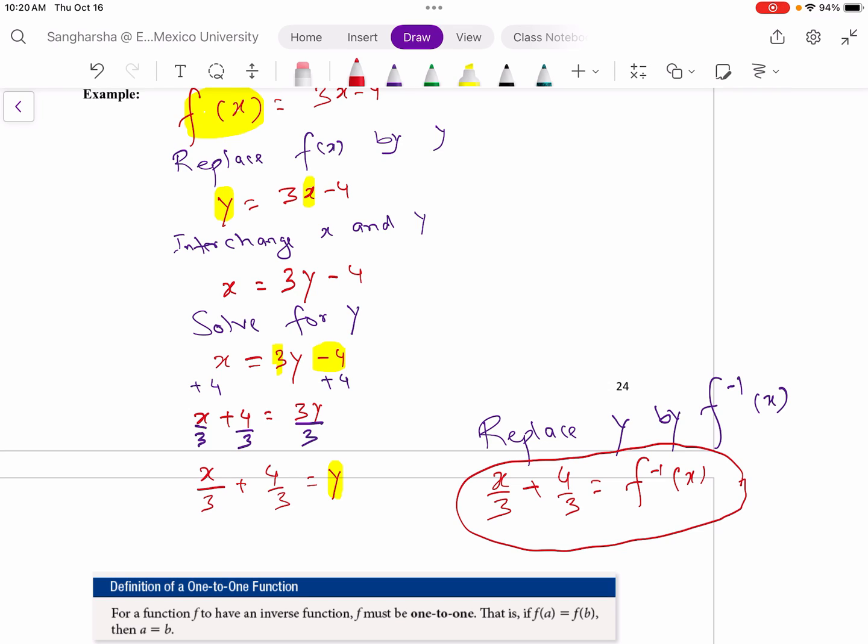So in our previous example, what they call this function x over 3 plus 4 over 3, they called g of x, right? Okay, so first step, you replace your f of x by y. Second step, you switch x and y. For every y you are writing x, for every x you are writing y. Everything else remains the same: sign, coefficient, power, everything. Next, you are solving for y. You make y by itself. And that y is the inverse function.